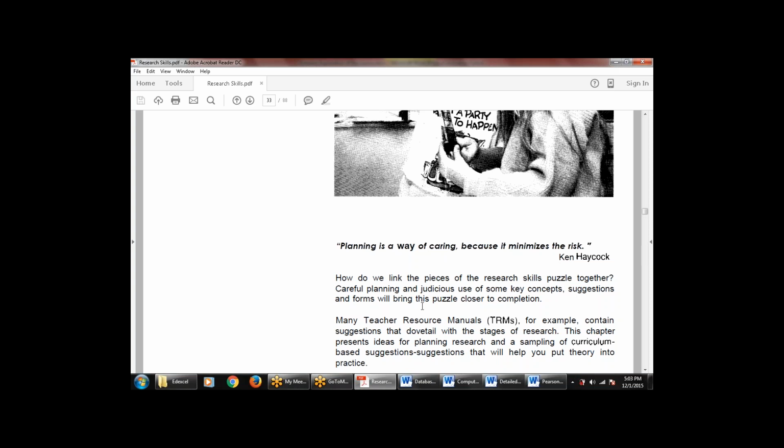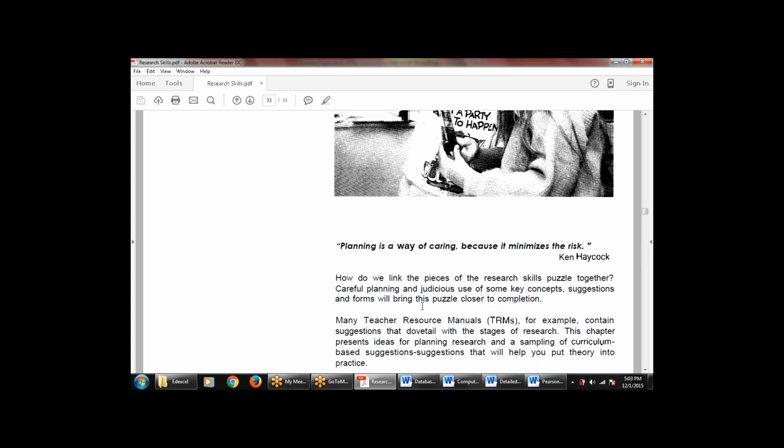That is a part of the planning. Many TRMs, sorry, not TLM, TRM, that is teacher resource materials, for example, contain suggestions that deal with the stages of research, that is, the various stages used in research. That is the teacher resource material or manuals.